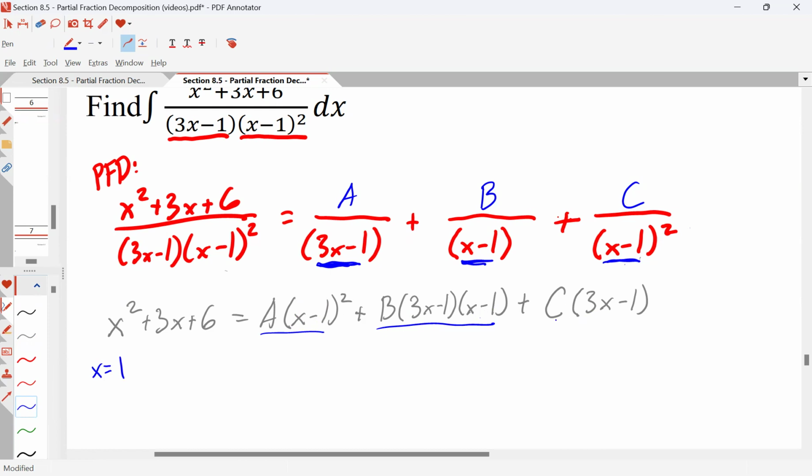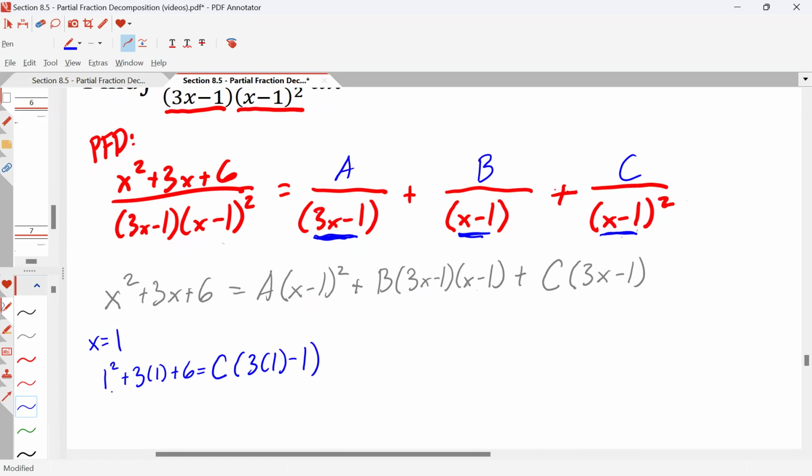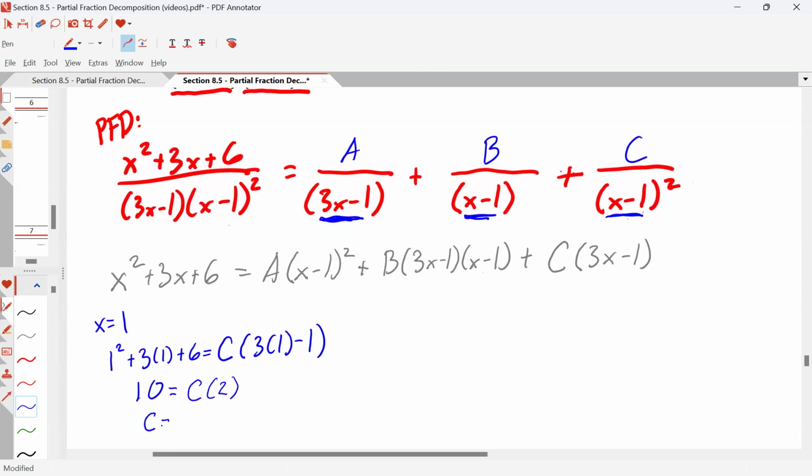But we'll have left C times 3x minus 1, to give us 1 squared plus 3 times 1 plus 6 is equal to, this whole thing is 0, the second whole piece is 0, the C is all we have left. C times 3 times 1 minus 1. Simplifying that down, 1 squared plus 3 plus 6 is 10, and 3 times 1 minus 1 is 2. So C equals 5.